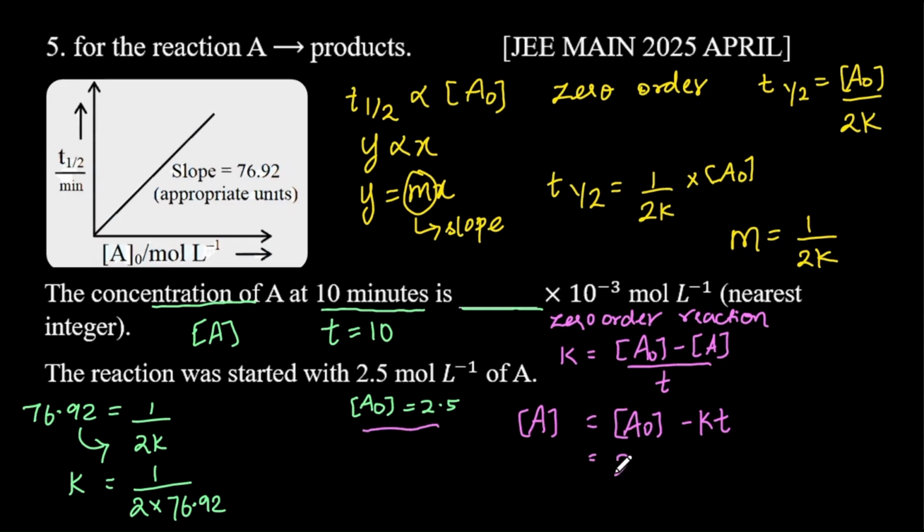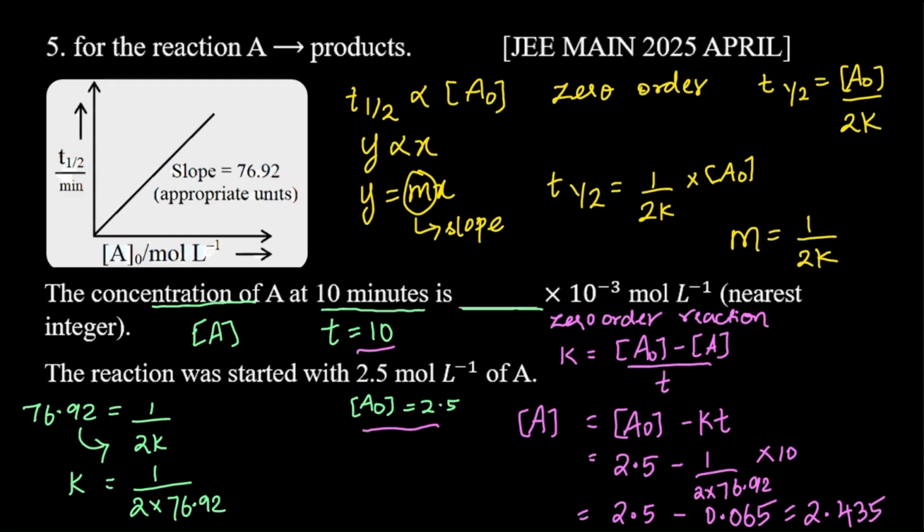So A naught value is 2.5 minus K value is, we have found as 1 divided by 2 into 76.92 into the time T is taken as 10. So when you solve this, you will get 0.065. So the final answer is, you have to subtract 0.065 from 2.5, you will get 2.435. But here the answer should be in 10 power minus 3. So it is 2435 into 10 power minus 3 mole liter inverse. So this is the answer.